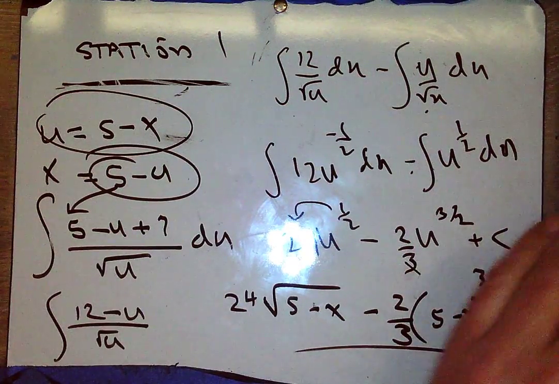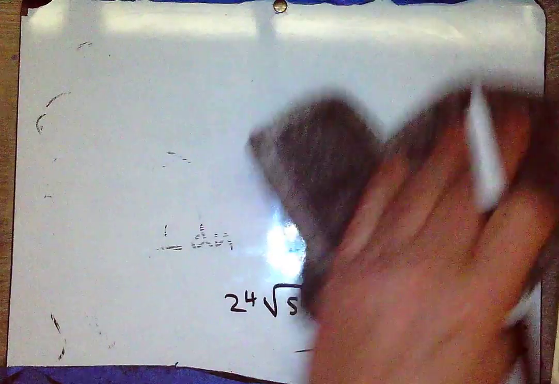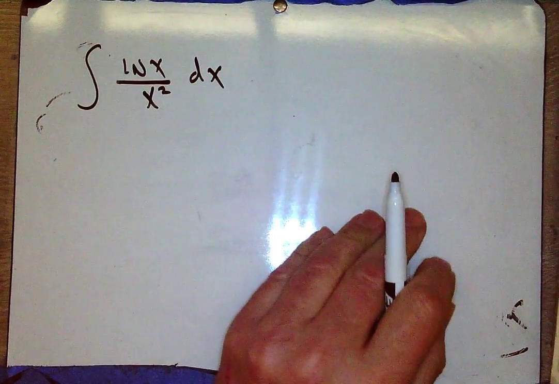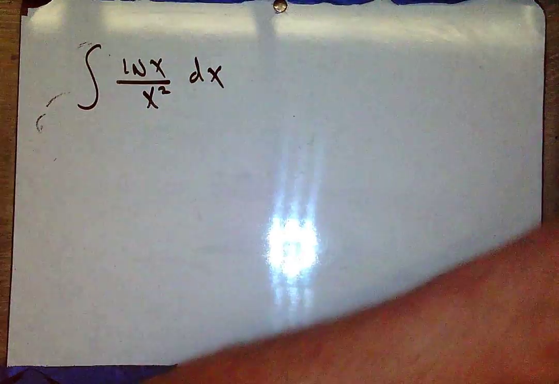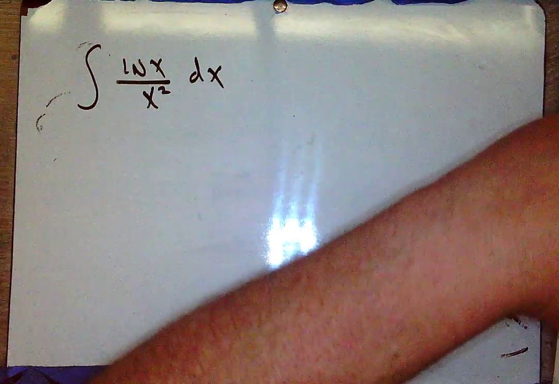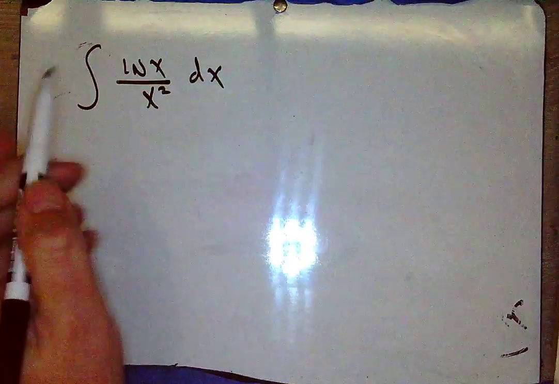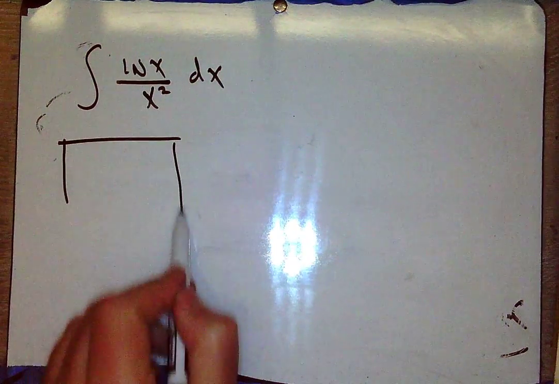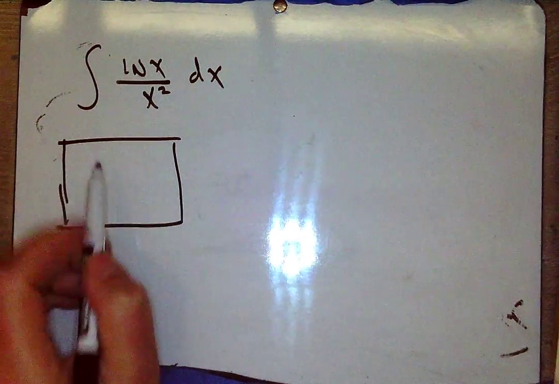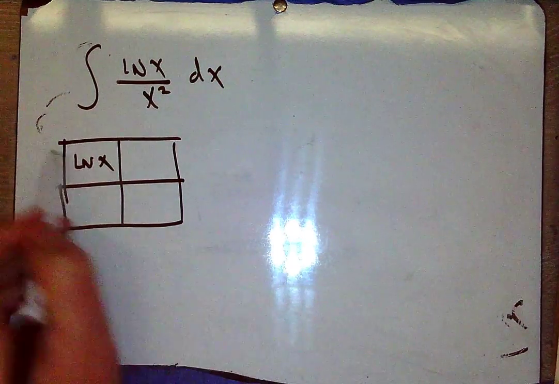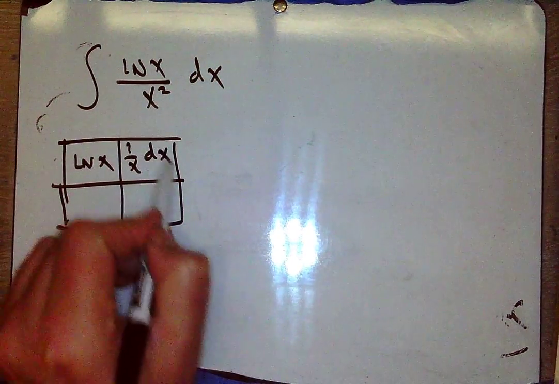And what about the third problem here? Well, the third problem on station 1 looks like this. It's got ln of x on top, it's got x squared on the bottom, and then a nice little dx. And so if we're thinking about doing this problem with by parts, the first thing I'm thinking about is, well, I'm not really comfortable with the antiderivative of this, but I can certainly do the derivative of ln of x. That will be 1 over x dx.